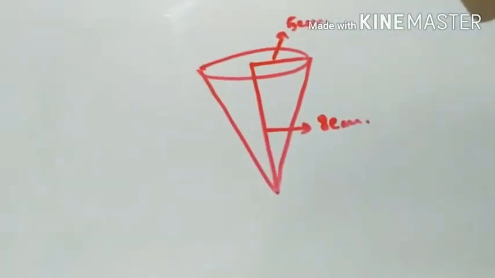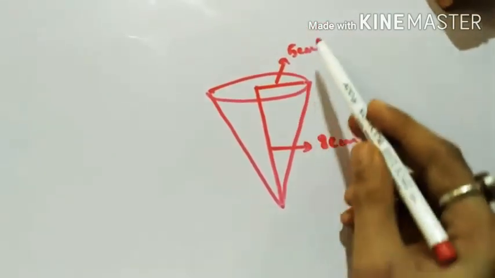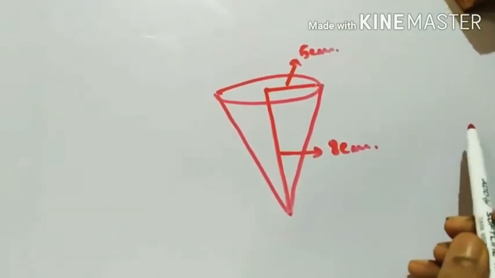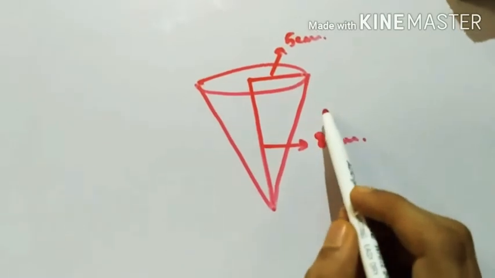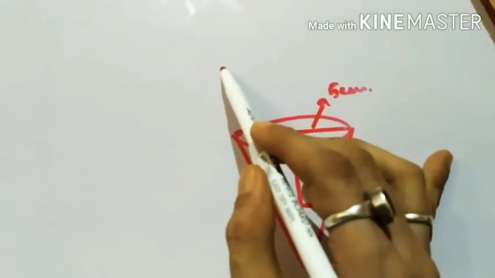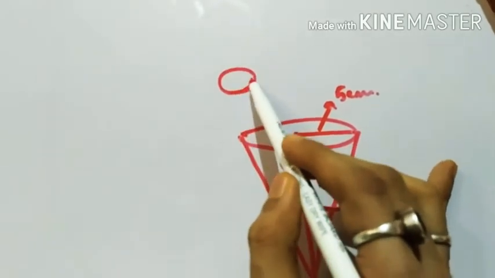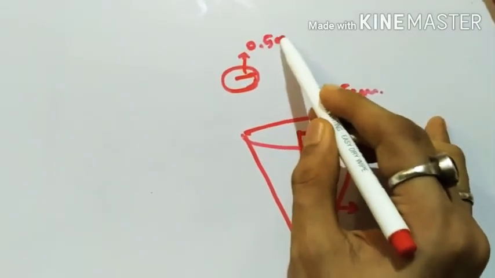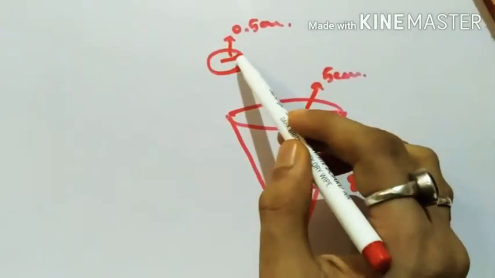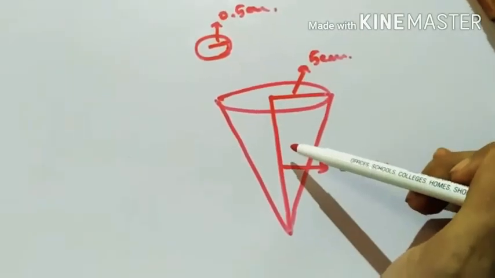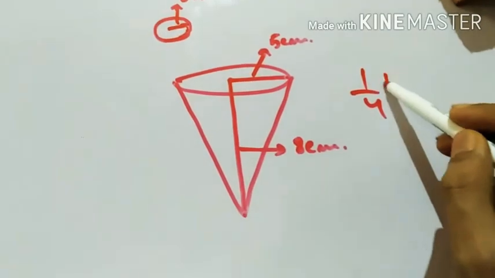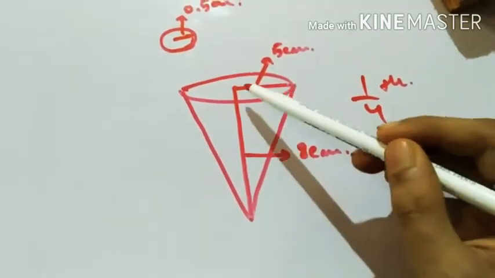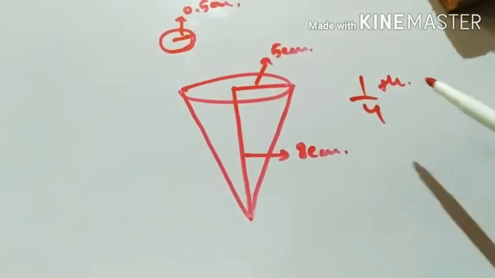So in here, first of all, there is a cone whose height is given as 8 cm and radius is given as 5 cm. It is to be filled with water, and then lead shots, each of which is a sphere of radius 0.5 cm. When lead shots are dropped into this cone, 1/4 of the water inside this cone flows out.